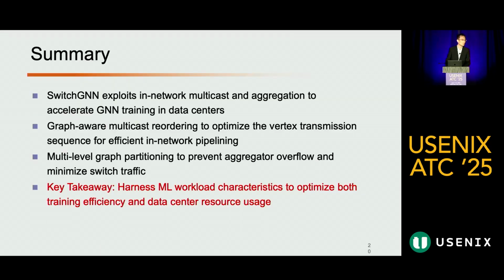In summary, SwitchGNN uses programmable switches to accelerate GNN training by up to 74% in our experiments. Leveraging graph structure and in-network aggregation can increase training efficiency and quadruple throughput in the data center. The key takeaway is that the unique characteristics of GNN workloads can and should be exploited to jointly optimize data center resources and learning performance.